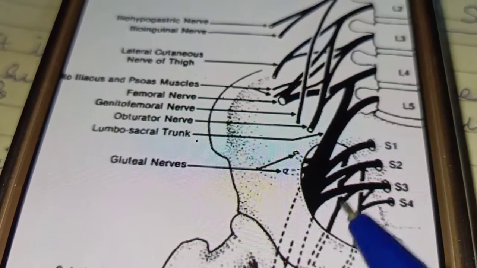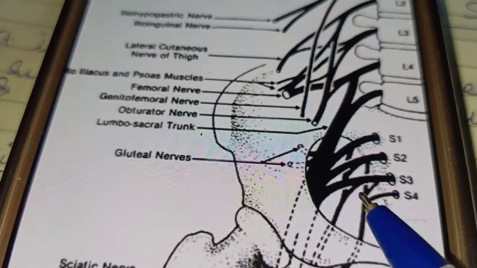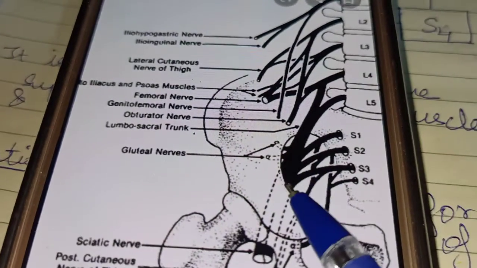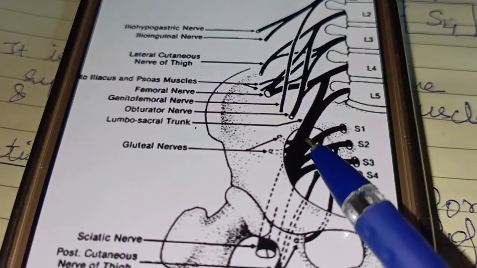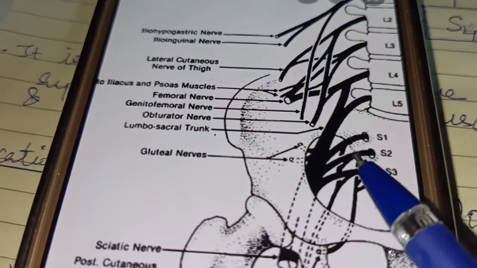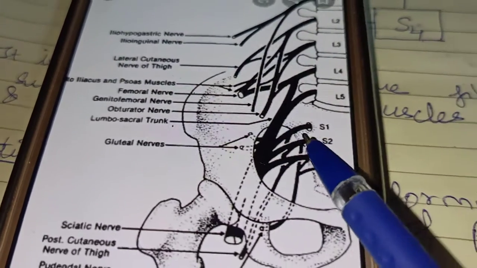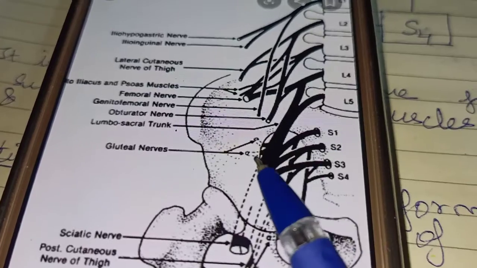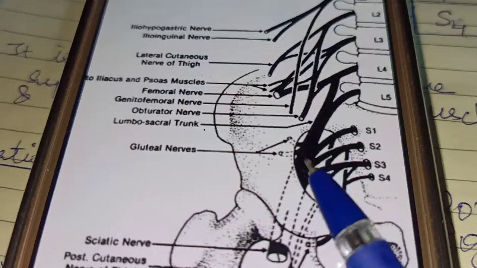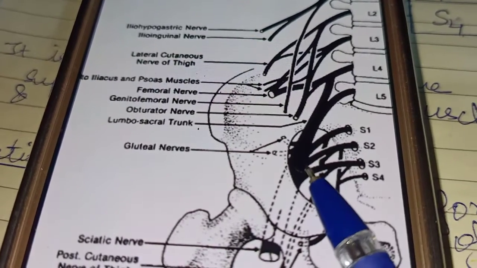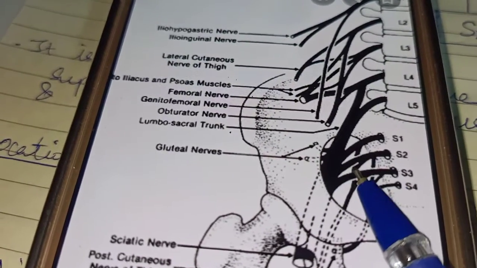Now, the sacral plexus is formed on the anterior surface of the piriformis muscle. So you can see here is the piriformis. The sacral plexus is formed on the anterior surface of the piriformis muscle, which forms the posterolateral border of the pelvic wall. So this is the sacral plexus. It is anterior to the piriformis, and it is also forming the posterolateral border of the pelvic wall. So this location is anterior to the piriformis.